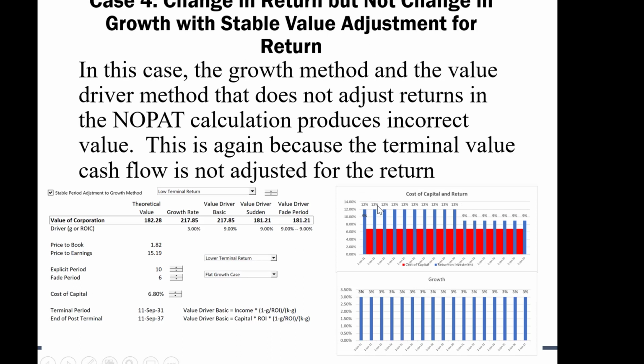We have another case, and in this case we take the return, and we suddenly say, oh no, our return is going to go down in the terminal year. We're not going to be able to earn our really high monopoly profits forever and ever. We're not going to differentiate our product. People are not going to be addicted to our products forever and ever. One day it's going to go down in that terminal year. And in the terminal year, instead of changing the growth, our cash flow stabilizes with a lower return.